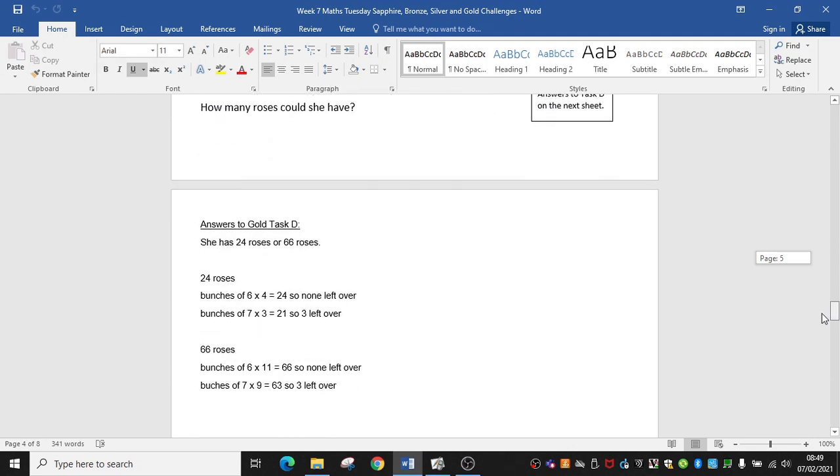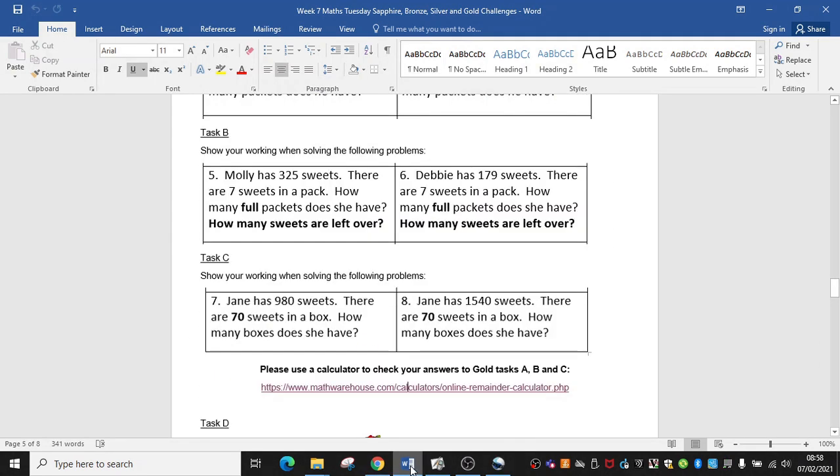Now, when you work through the problems, goal challenge, there is a tricky challenge on D, but I have provided the answers for that for you. So for the majority of your calculations today, you can just check them using a calculator as a straightforward division calculation. Just be aware, if you're doing gold task B, that there is remainders. Therefore, if you use a standard calculator, it's going to show the remainder as a decimal, which can be quite difficult to understand.